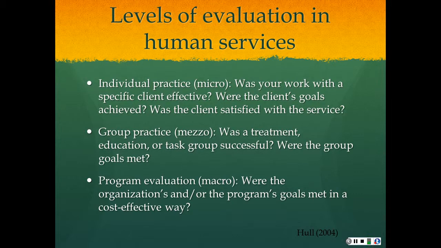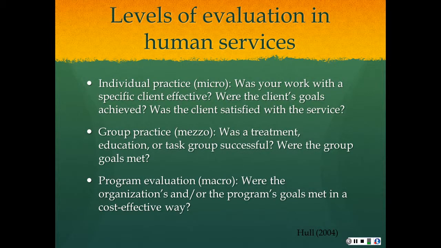And then there's the meso level or the group practice level. Was a treatment group, education group, or task group successful? Were the group goals met? And then there's the macro level practice, which is program evaluation, where we're asking, were the organization's or the program's goals met in a cost-effective way? So we're not looking at just how effective we were with one client, but how effective we were with a large group of clients.